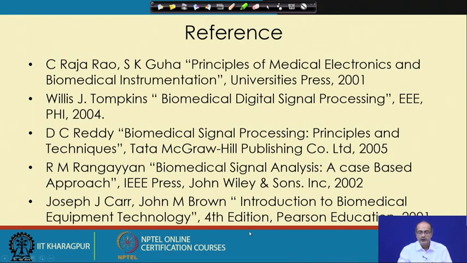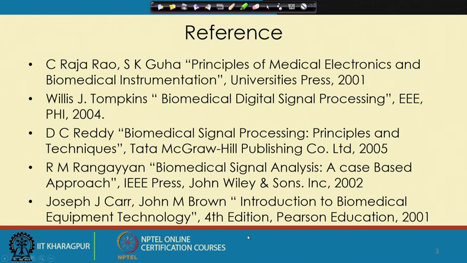Next, I would like to first introduce you to several books which would be very useful for this course. First, the book Principles of Medical Electronics and Biomedical Instrumentation. This is a very thin book, and it provides a very good motivation for taking up biomedical engineering or biomedical signal processing as a course in your curriculum. It provides a lot of applications and very nicely builds up the motivation to learn this subject.